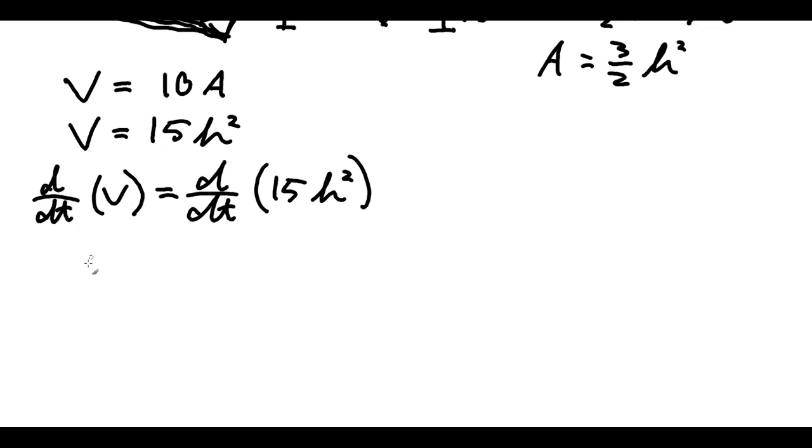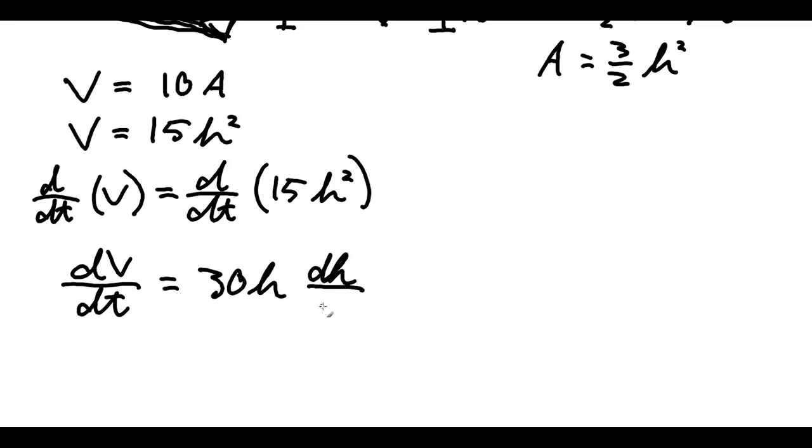So d by dt of v is simply, of course, dv by dt, the derivative of volume with respect to time. D by dt of 15h squared, we have this constant 15. The derivative of h squared is 2h, so that gives us 30h, but h is variable, so the chain rule tells us that we also have to multiply by dh by dt.